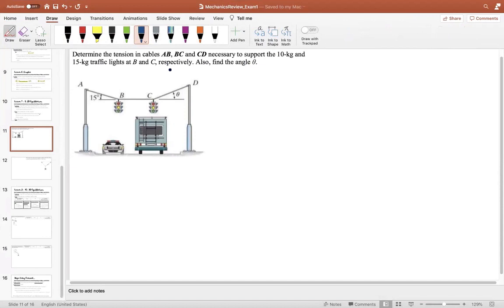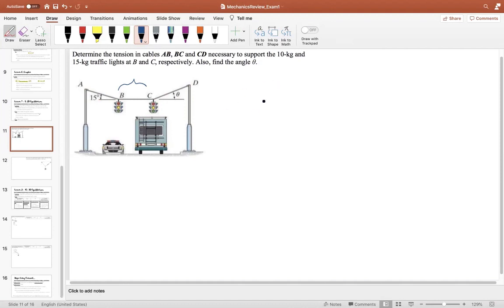So this is the first problem we're doing. I chose this problem because there's something unique about this member right here. BC is a two-force member, and I'll explain why that's important in a second. The nice thing about this problem is that it's complicated, but if you break it up into two separate bodies, you can solve it much easier.